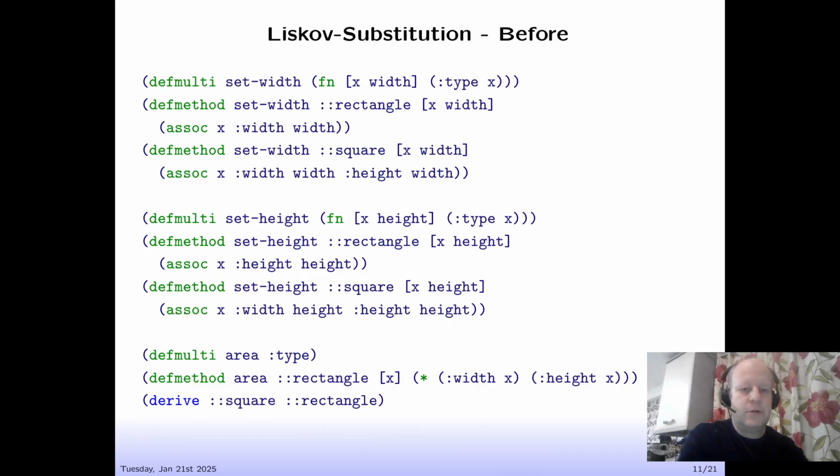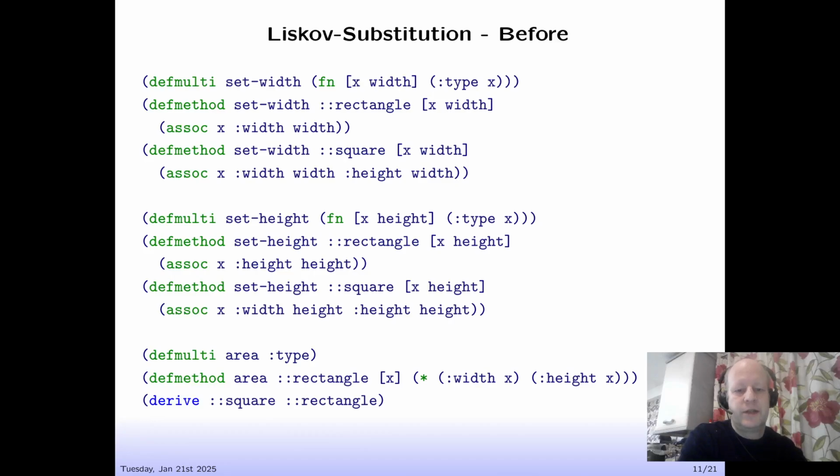The next principle is the Liskov substitution principle. So here we have an example, again with shapes, where we want to be able to set the shape. Set dispatches on the type of the shape. If the type is a rectangle, we set the width. If the type is a square, we set both the width and the height, overriding it with a new value.